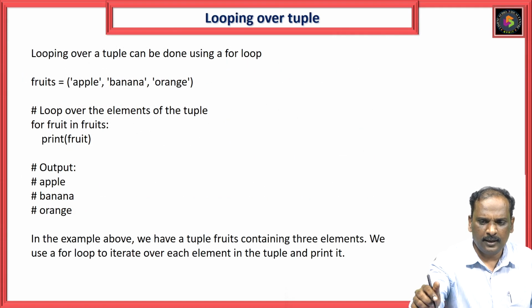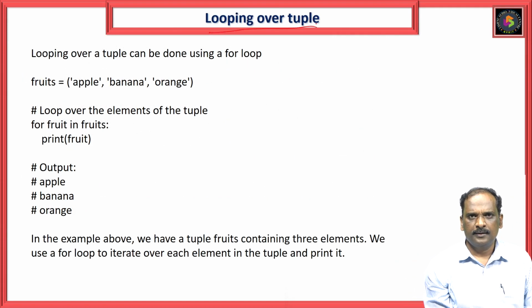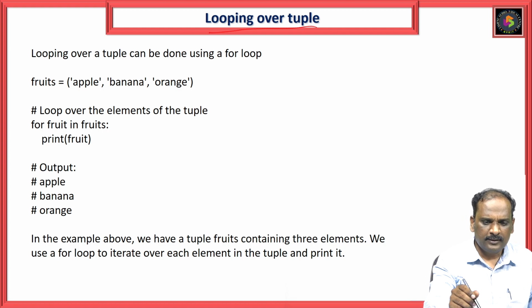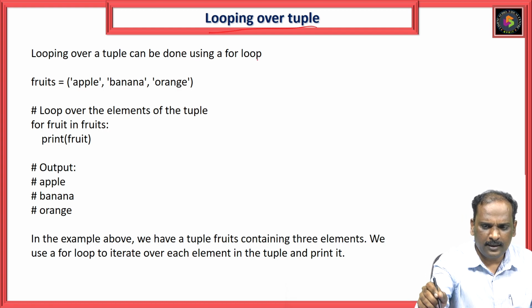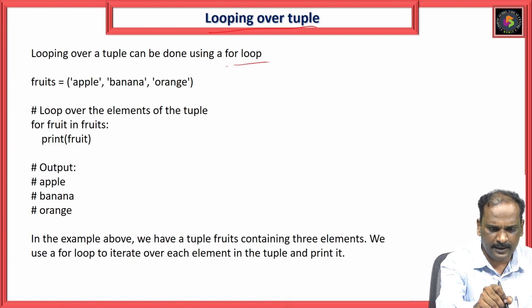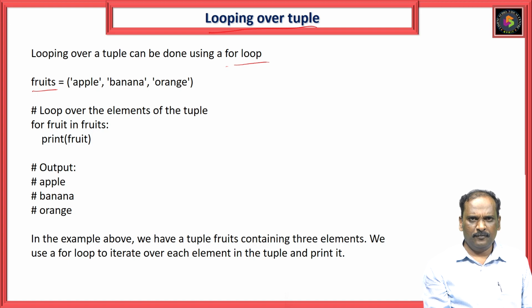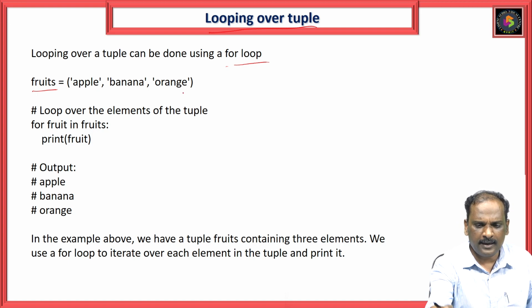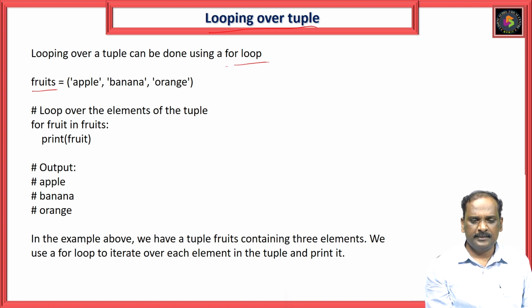Now we shall discuss looping over a tuple: how we can use the for loop and while loop for a tuple. Looping over a tuple can be done by using the for loop. We shall first see how we can access the elements of a tuple by using the for loop. Here I am creating the variable fruits which contains 3 elements, apple, banana and orange, inside the tuple.